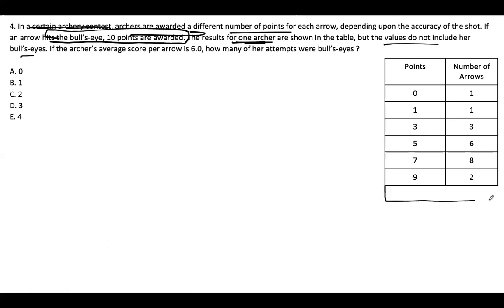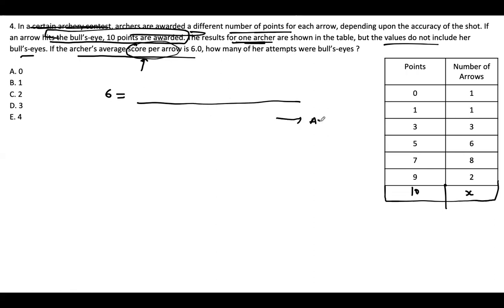Okay, so the number of points for a bullseye was 10. We do not know the number of arrows, let's say x arrows. If the average score per arrow is 6. So average is equal to the sum of all samples divided by the number of samples. The question is saying average score per arrow, so samples would be arrows, right? So it would be the weighted sum upon the number of arrows, which is equal to 6.